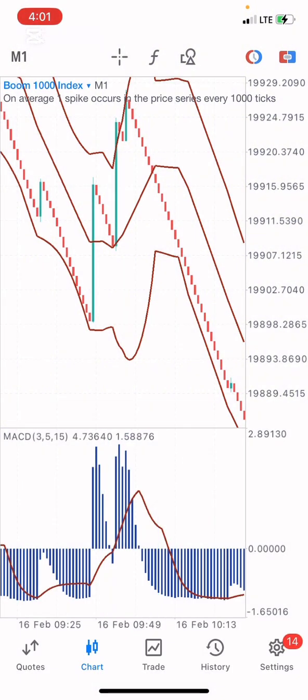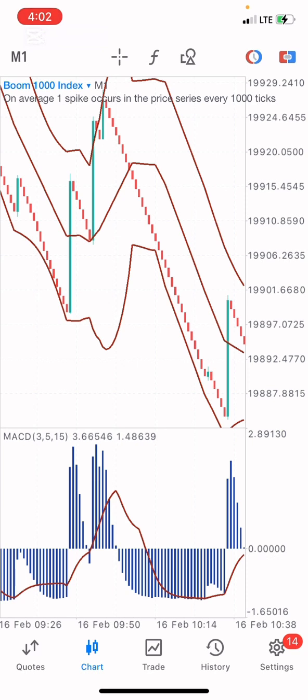Okay, now we have this. We want to use it to make money off the market. But how do we do that? Now the MACD will show you your support and resistance regions, right?